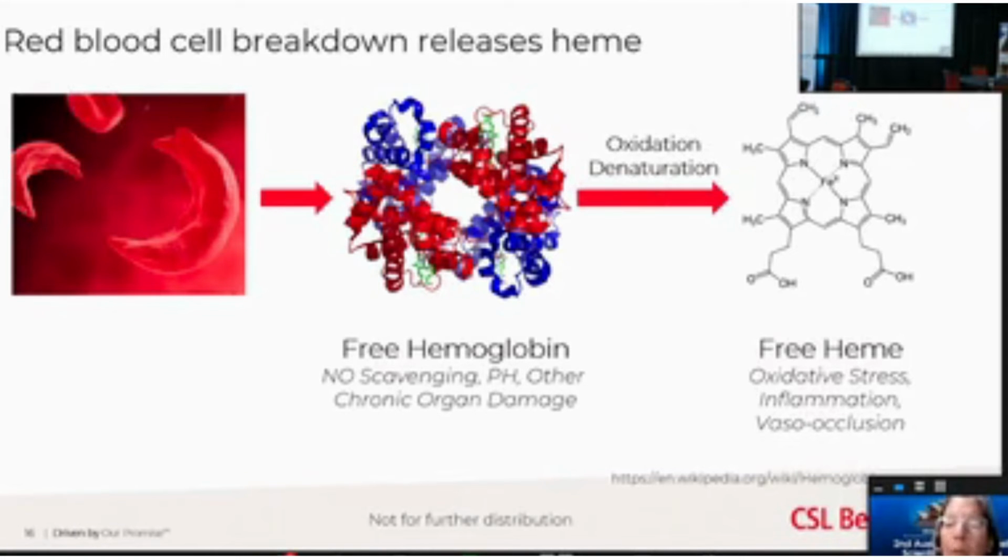When that hemoglobin becomes oxidized or denatured in the circulation, it can readily release its heme, and the free heme is a source of intense oxidative stress. It acts as a pro-inflammatory molecule or danger-associated molecular pattern agent, and indeed free heme can promote vasoocclusion.